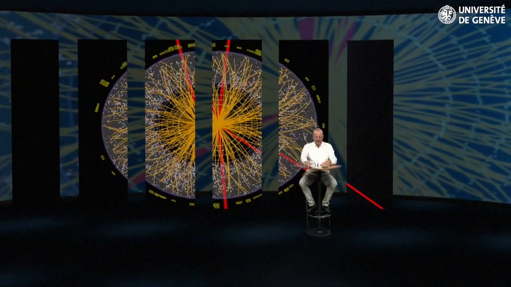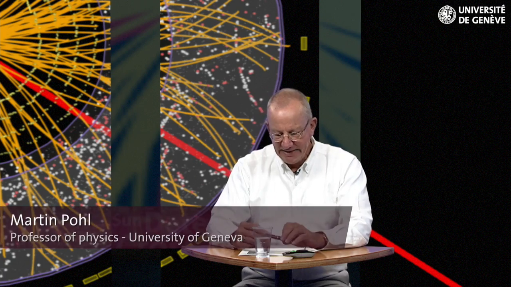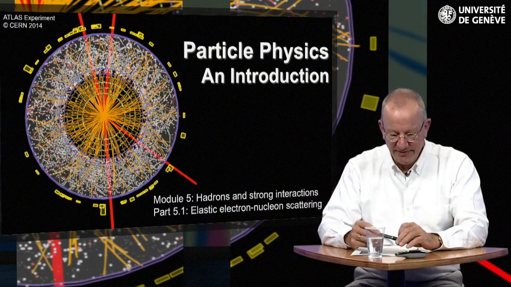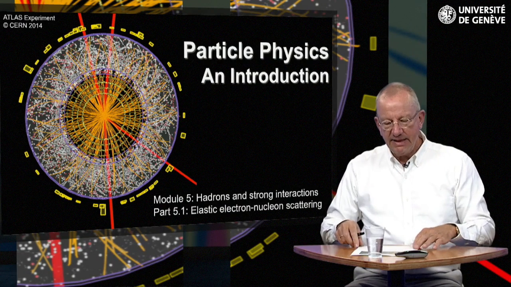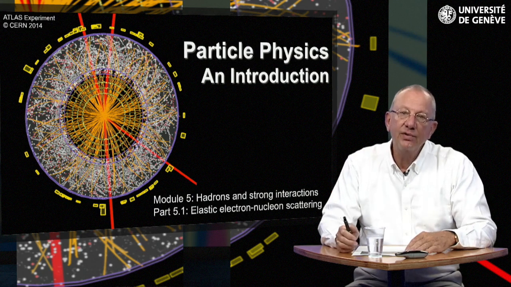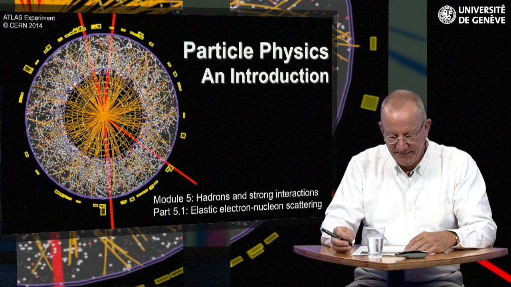Hello and welcome to this fifth module of our introductory course to subatomic physics. In this module we will discuss the structure of hadrons and strong interactions. In this first video we discuss the elastic electromagnetic scattering between electrons and nucleons, which is one of the ways used to study the structure of hadrons.